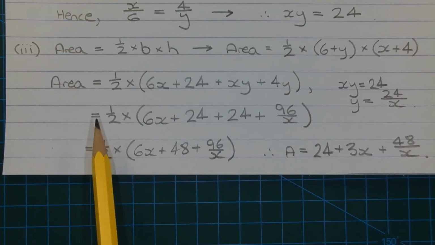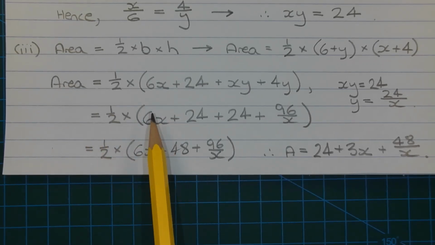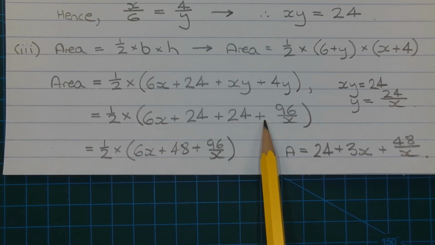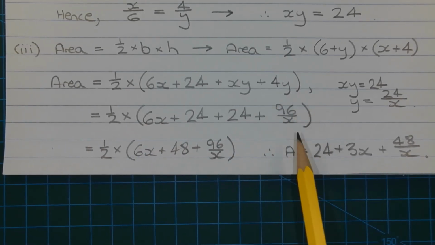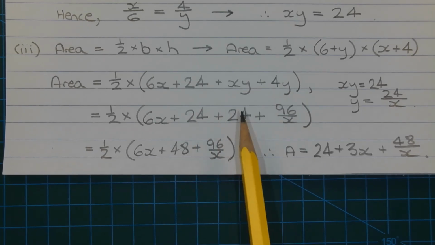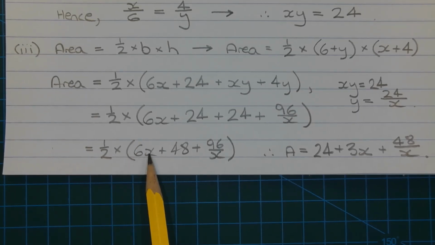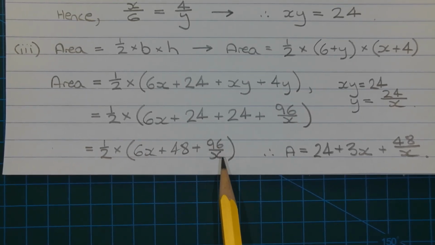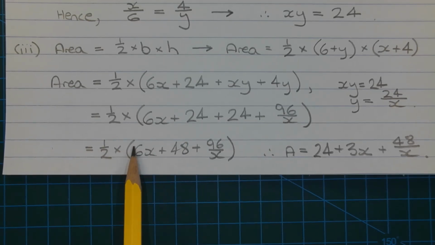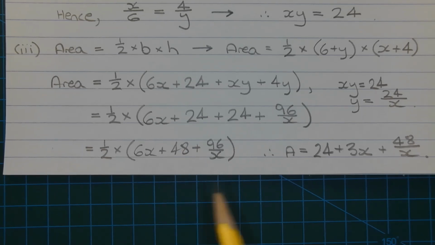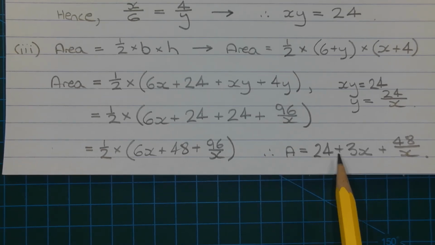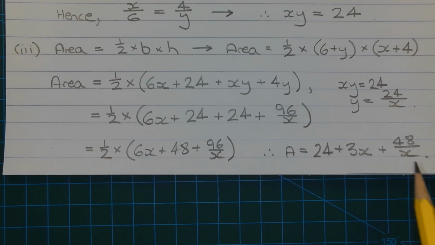So the area in terms of x is equal to half times open bracket 6x plus 24 plus 24 plus 96 over x, close bracket. Now 24 plus 24 is 48. So the area A is equal to half times, open bracket, 6x plus 48 plus 96 over x, close bracket. So multiplying through by half, half of 6x is 3x, half of 48 is 24, and half of 96 over x is 48 over x. Therefore, the area A is equal to 24 plus 3x plus 48 over x as required.